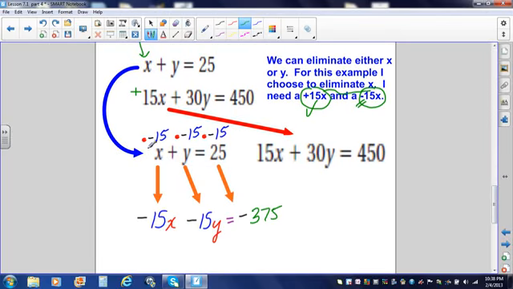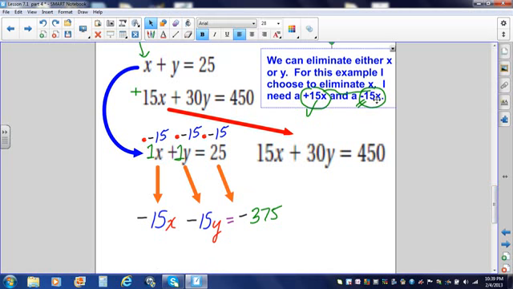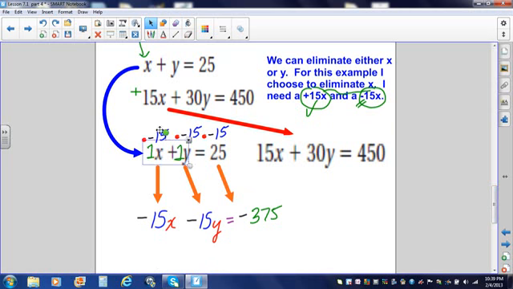There's an invisible coefficient of 1 here and an invisible coefficient of 1 here. To get this x to be negative 15, I multiply by negative 15. Remember our golden rule, whatever I multiply x by, I multiply this term by and this term by. So I multiply all of them by negative 15. 1x times negative 15 gives me negative 15x. 1y times negative 15 gives me negative 15y. 25 times negative 15 gives me negative 375.